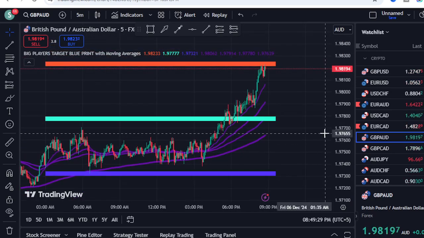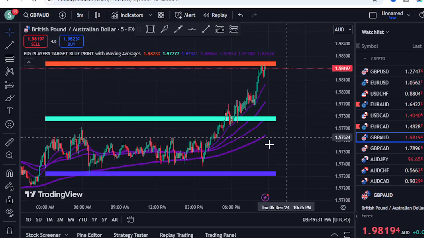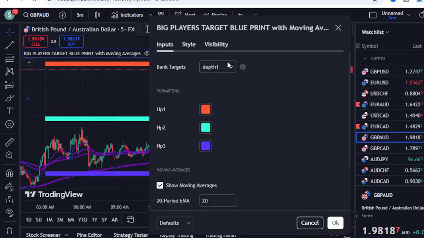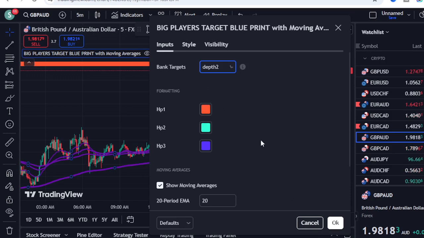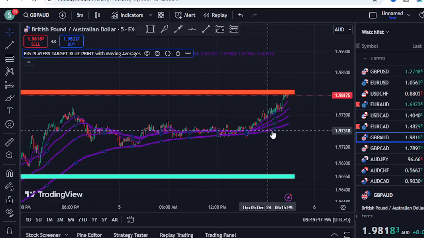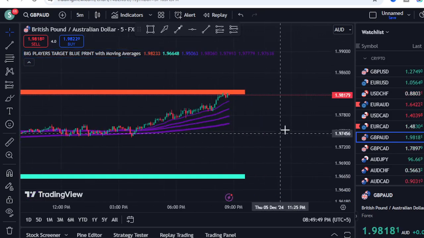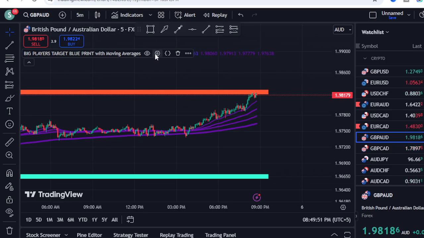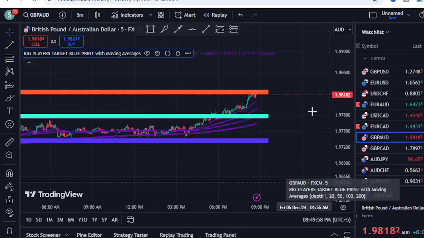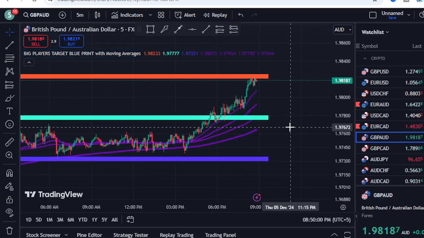Okay, so let me give you an example of how this indicator works. You can see the three levels on your screen. If you go to the settings option, you can even increase the depth. It is currently on depth 1, but if you choose depth 2, you can see the levels are now farther away. You can set up these levels according to your choice. If you are a long-term trader, you can choose depth 3 or depth 2, but if you are a short-term trader, then you should at least have depth 1.